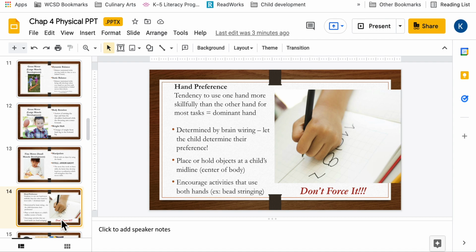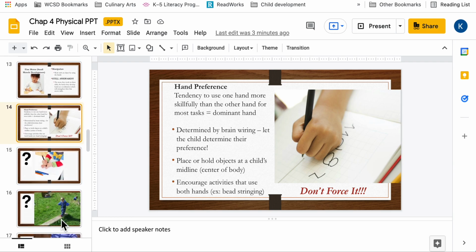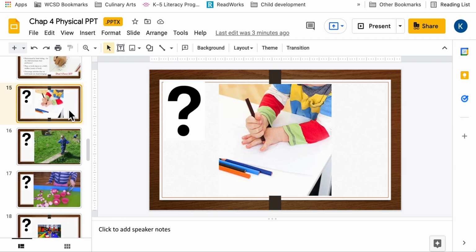So no matter what, they have to use both of their hands. Okay, so that's just a little bit with hand preference. All right, for the next few slides, I'm going to show you an activity, and I want you to determine, would this be a gross motor activity or a fine motor activity?